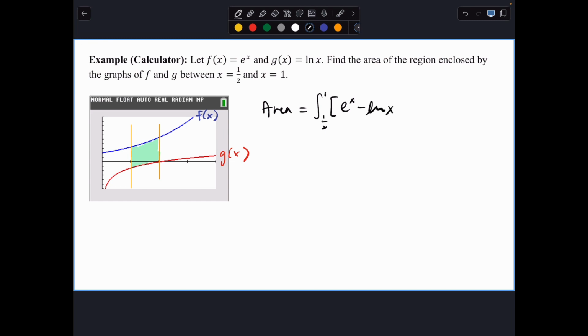Now this question has to be calculator active for you guys, because do you know how to integrate natural log of x? We do not. You know how to differentiate, but you don't know how to integrate natural log of x. So this would have to be a calculator active question. You pop that into your calculator, maybe for practice. For calculator practice, pop that into your calculator.